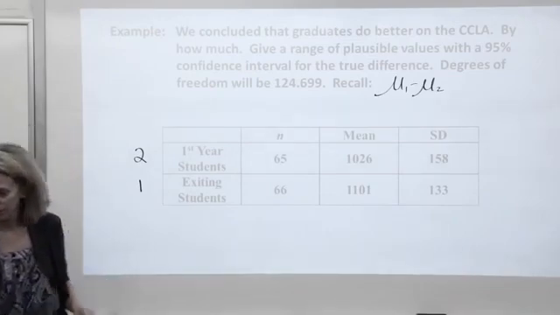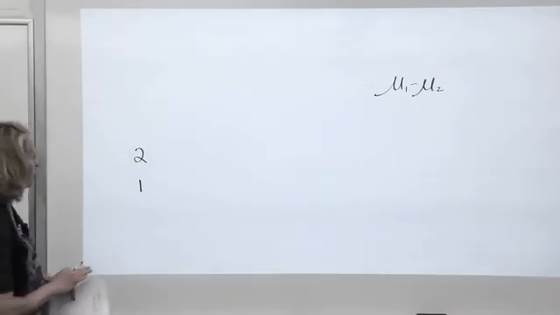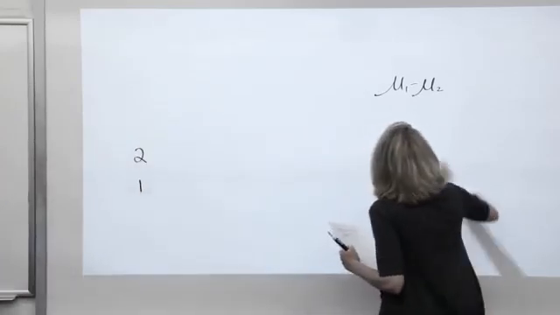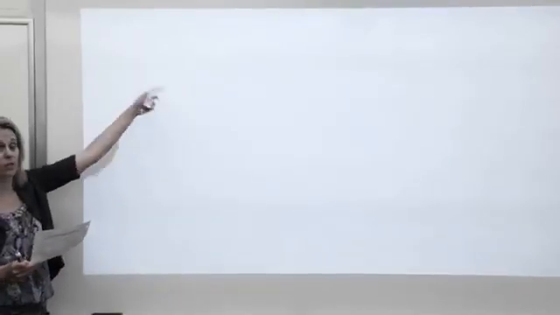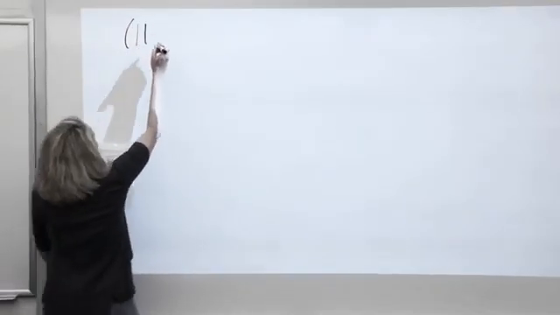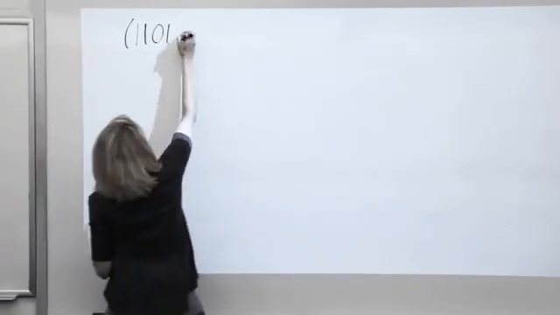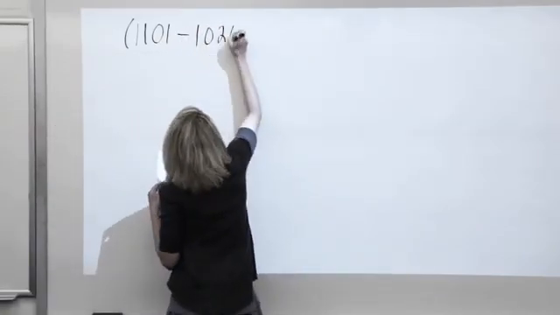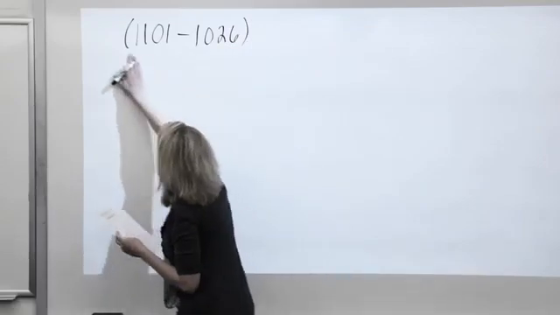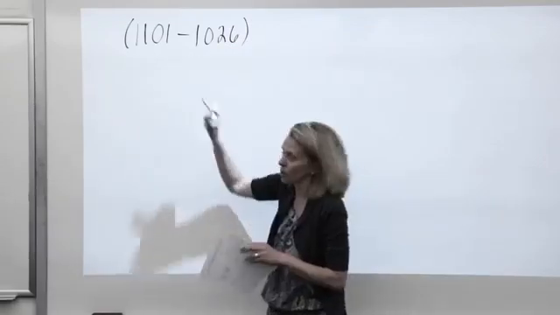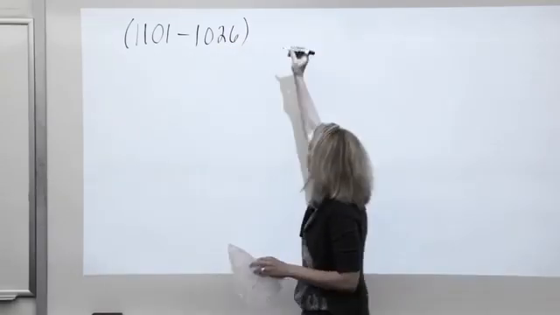I think I have a clean slide to show my work. And so using that formula that we just had up here, to save room, I'm not going to rewrite it down, but we looked at the difference of the two sample means, so we'll do that first. The first sample, the grads, had a sample mean of 1,101. The first year students had a sample mean of 1,026. So this is our best guess. We already know that's 75.